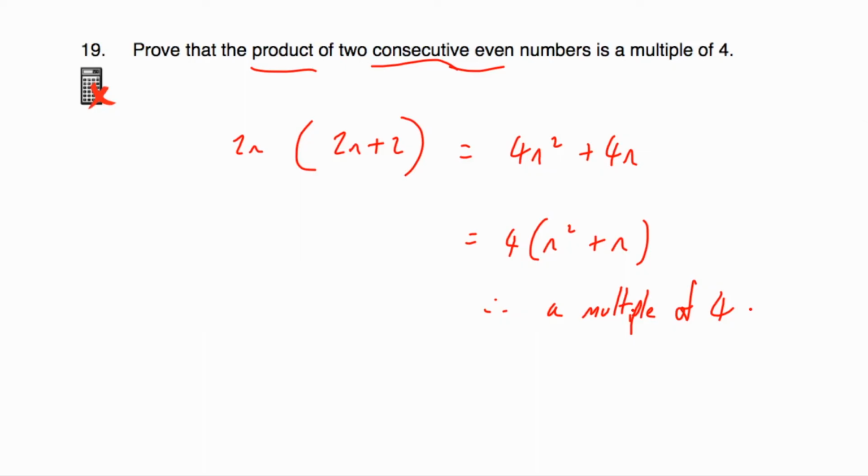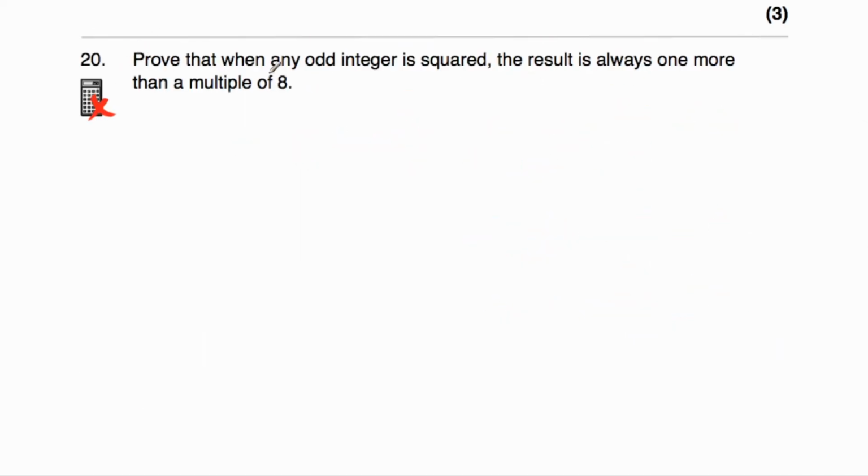Okay, let's have a look at our next question. Question number 20 says, prove that when any odd integer is squared, so let's take an odd integer, 2n plus 1, and square it, the result is always one more than a multiple of 8. So let's square this and see what we get.